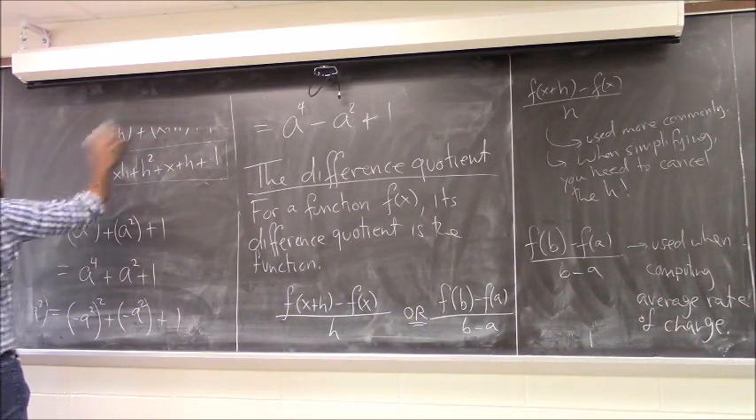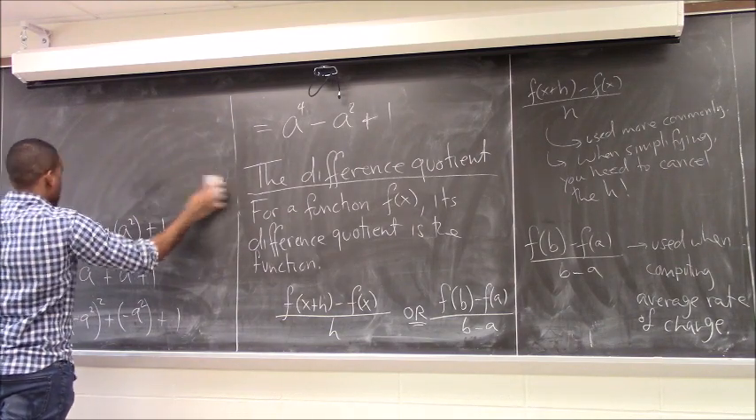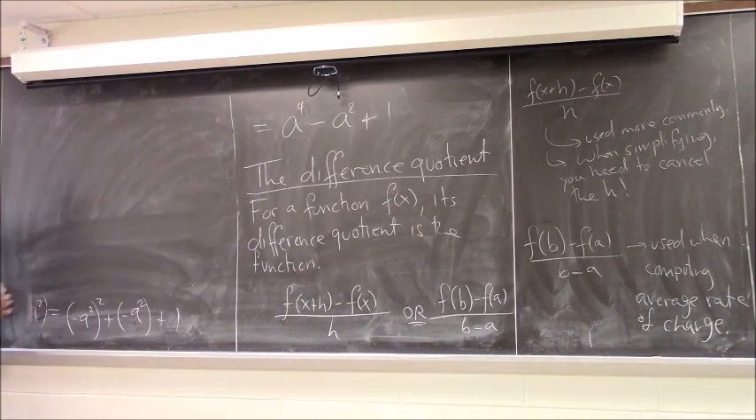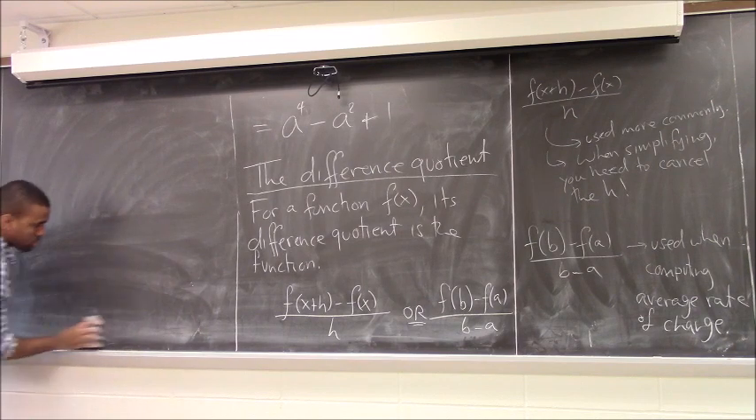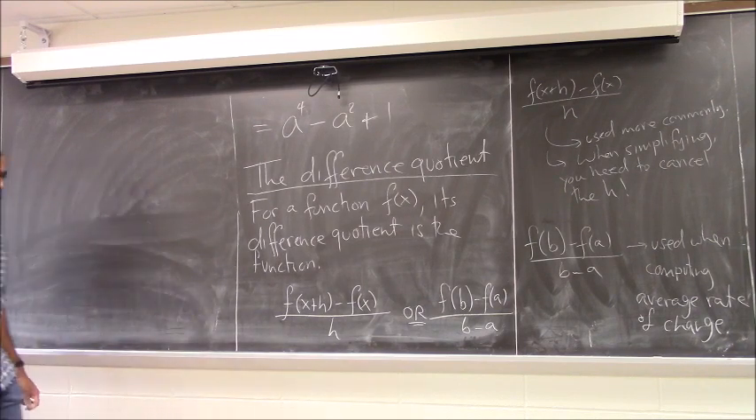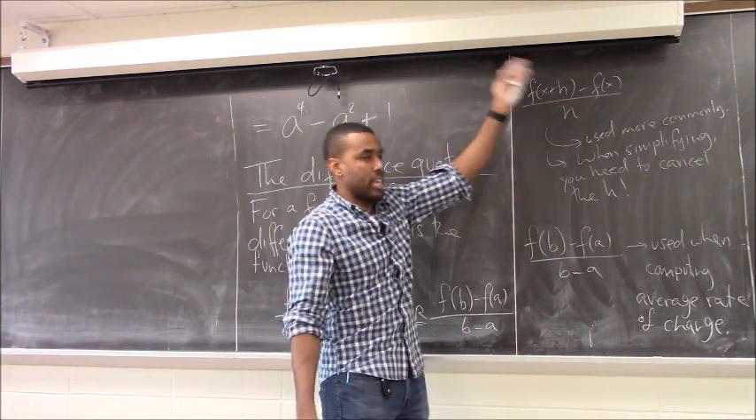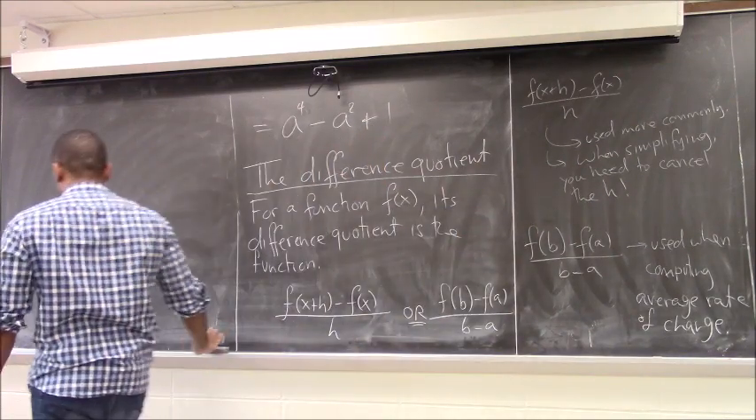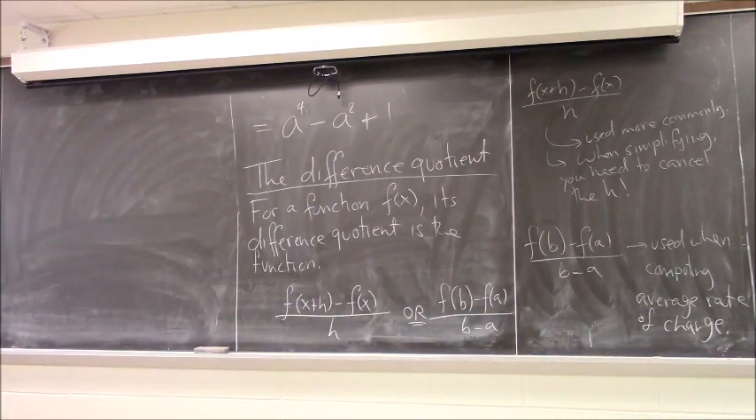So that's called the difference quotient. If I give you a function and I say find and simplify its difference quotient, what I want you to do is actually write this down, plug in the function, and compute that value. Okay, so let's do some examples here.